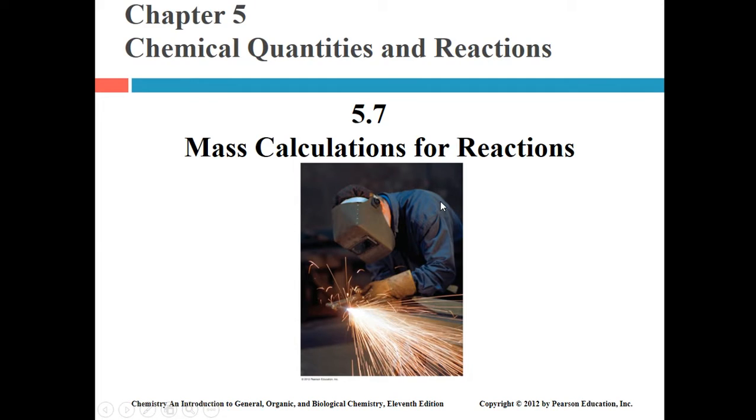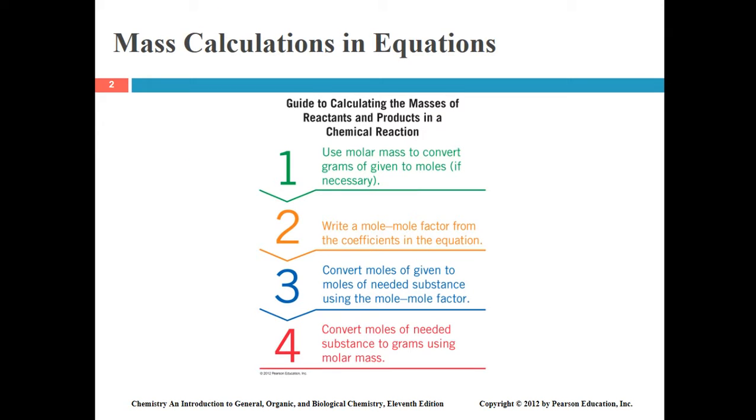Section 5.7, Mass Calculations for Reactions. In this section, we're going to be applying what we learned in Section 5.2 and 5.6 and putting it all together with our balanced equation. You'll notice it says the guide to calculating the masses of reactants and products in a chemical reaction.